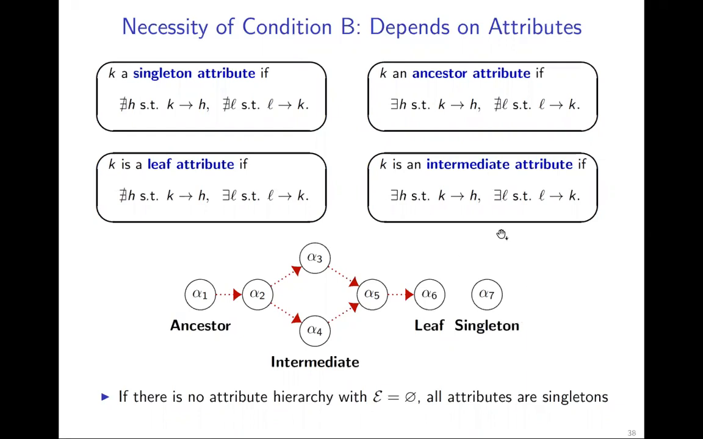For example, if an attribute is not connected to any other attribute, then we will call it a singleton. Then if an attribute has some prerequisite, but does not serve as a prerequisite, it will be called a leaf attribute. And similarly, we can define ancestor and intermediate. So if there is no attribute hierarchy and epsilon equals the empty graph, then all the attributes are actually singletons under our definition.